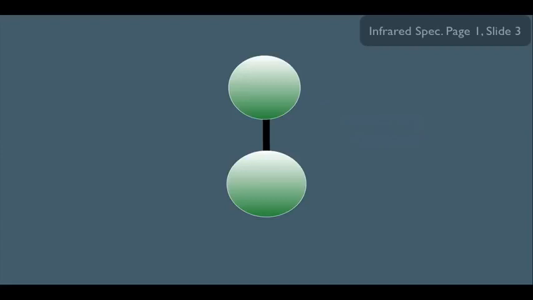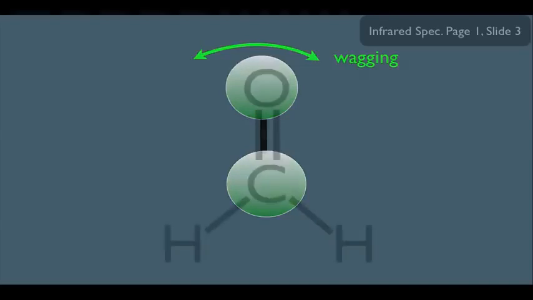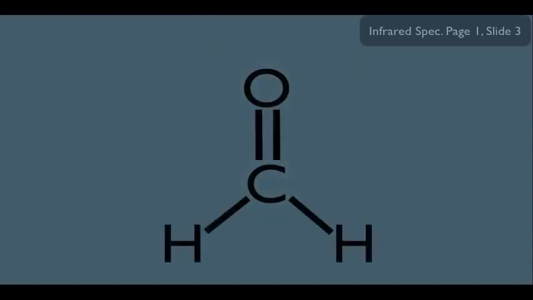It can do something like this, move back and forth like this. In organic chemistry, we call that wagging, kind of like the tail of a dog. So this is the reality of the carbonyl group in formaldehyde. What we've seen is that it can stretch, or have what's called a stretching vibration.